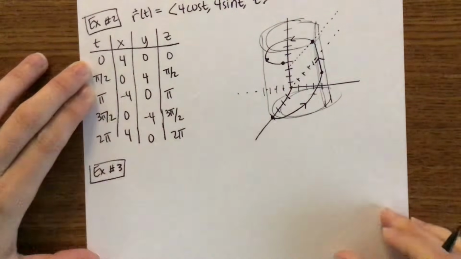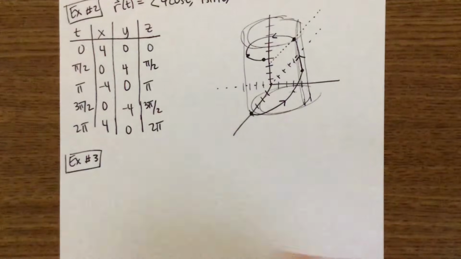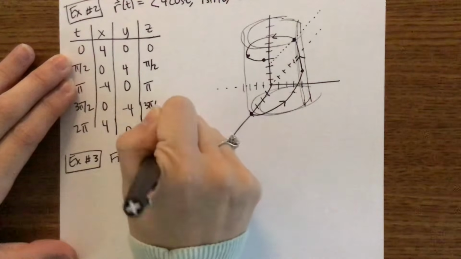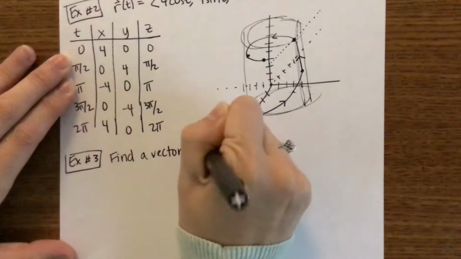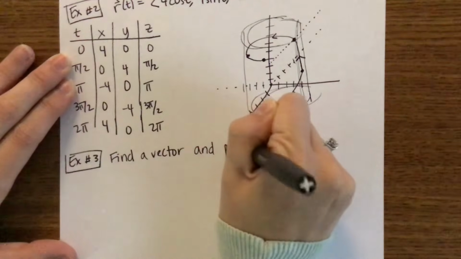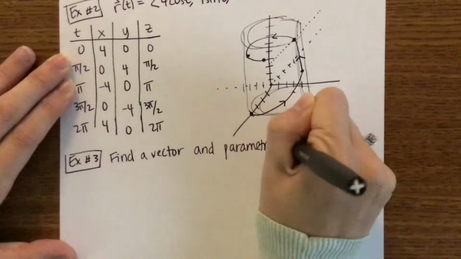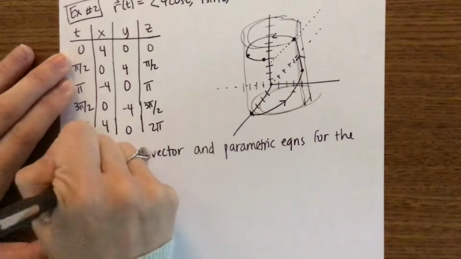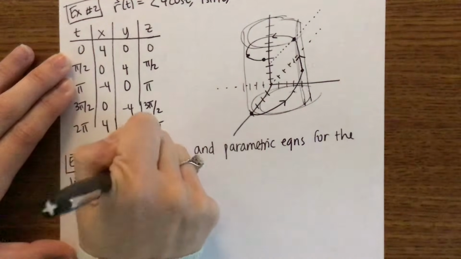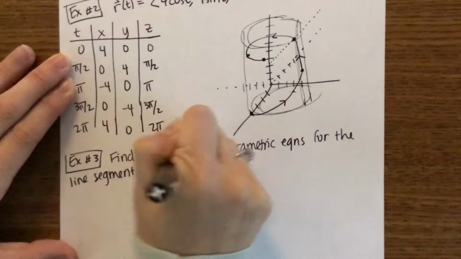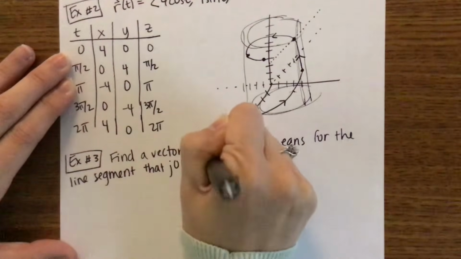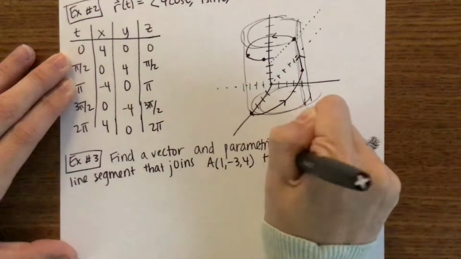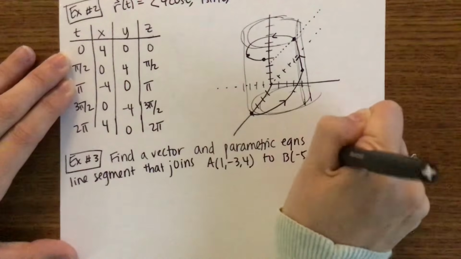And this is something that we've done before, so this next one is not going to be new. Find a vector and parametric equations for the line segment that joins A, which is the point (1, -3, 4), to B, which is (-5, 1, 7).